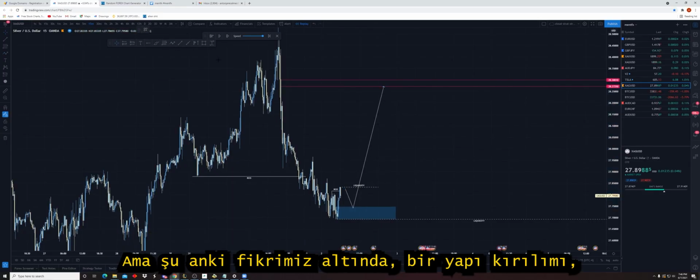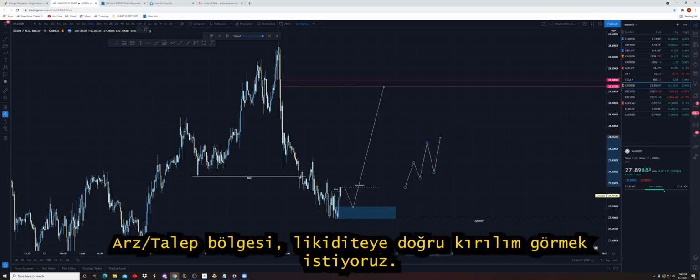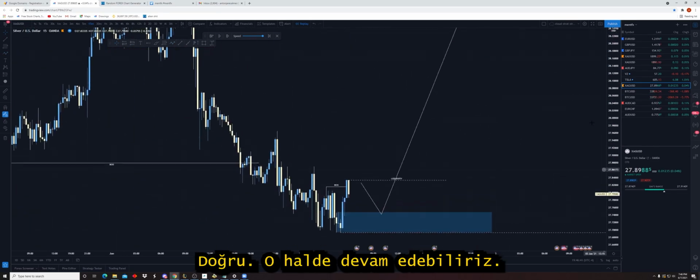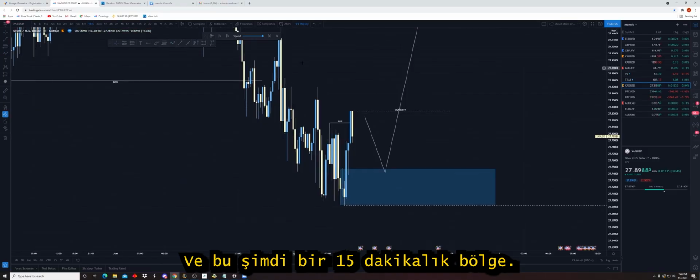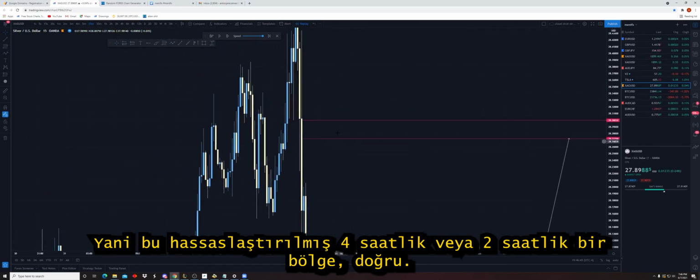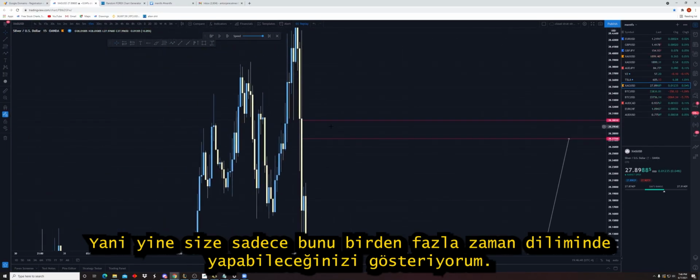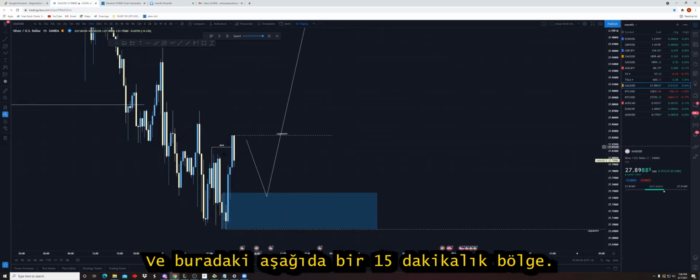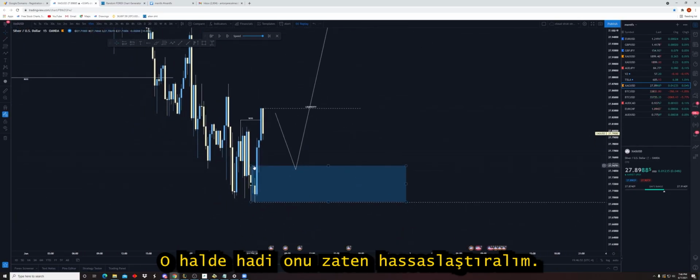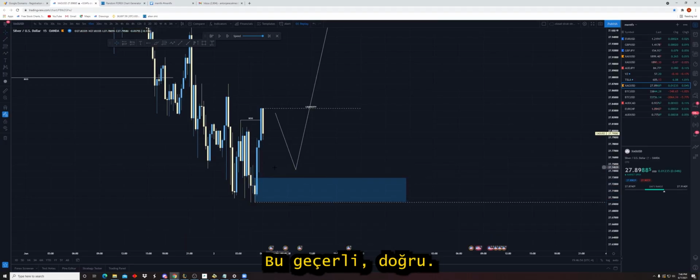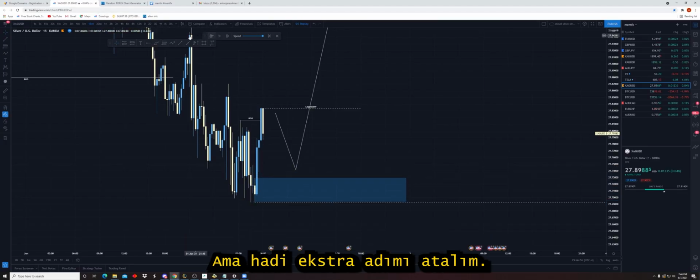But under our idea right now, we want to see break of structure, S&D zone, break to the liquidity, right? So we can also go ahead, and this is now a 50-minute zone. So this is a refined 4-hour or 2-hour zone, right? So again, I'm just showing you that you can do this on multiple time frames. And down here is a 15-minute zone. So let's refine it. Already you can refine to this last down move right here. That's valid, right? But let's go the extra step.